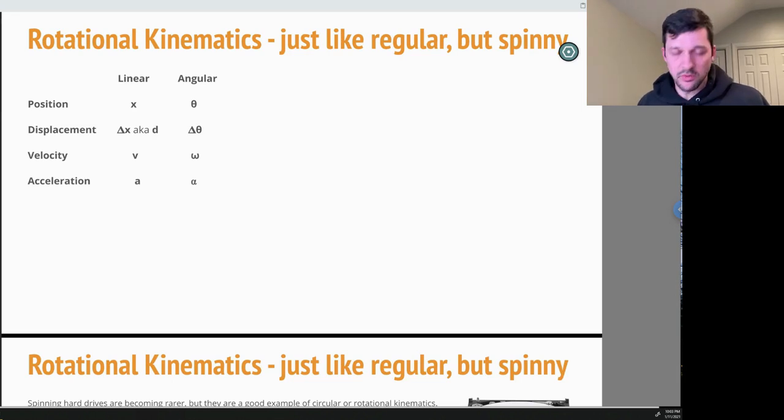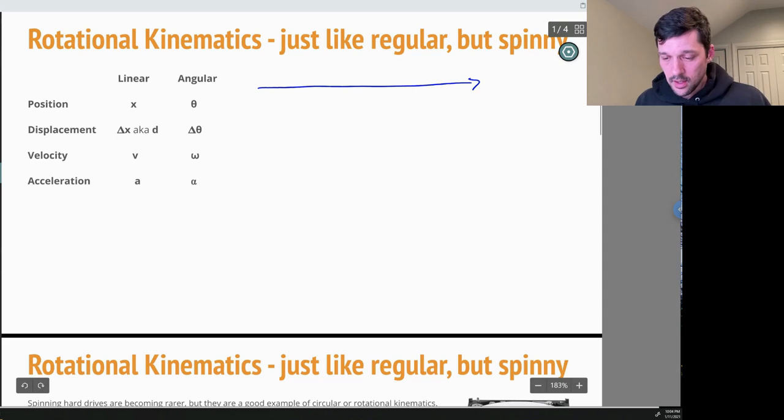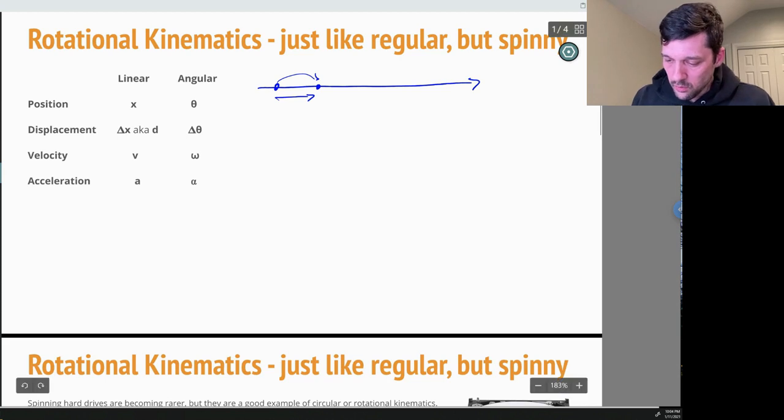They are just sort of doing different things. Whereas linear motion is the motion of an object moving in a straight line, it can have a position, it can have a displacement, it can have a velocity, how quickly it moves along that line, and it can have an acceleration, how quickly its velocity changes as it moves along a line. And the same is true for rotational motion.